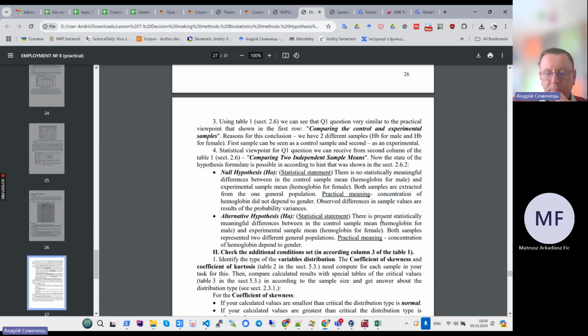Alternative hypothesis. In the same way, we state there is a statistically meaningful difference between the control and experimental sample means. We don't know which one is true, but we prepare both competing hypotheses. So we state that there is a significant difference, and it means that the samples represent two different general populations. Practically, it means that the answer will be yes for our question: concentration depends on gender.